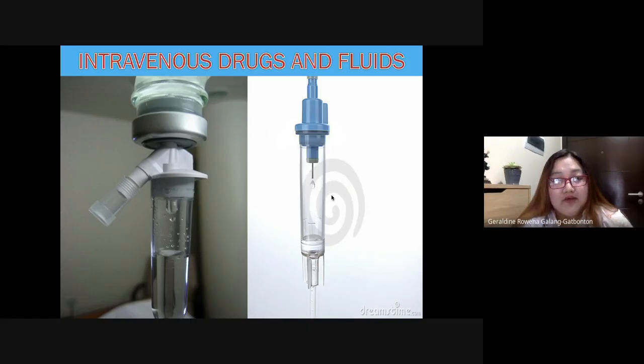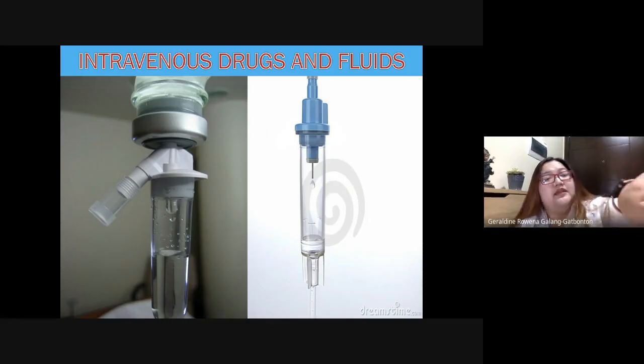Ito naman, microset, 60 drops per ml, 60 na patak. Yung 60 drops, yun yung 1 ml. So, macroset, microset. Whenever we compute the rate, gaano kadaming patak in 1 minute, kailangan mong malaman kung macroset siya or microset. Kasi pag ni-regulate mo yan, ito yung relo mo, tapos nagbibilang ka, nag-regulate ka, drops per minute. Okay?